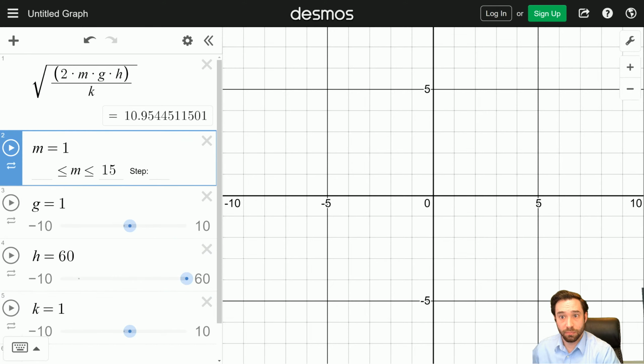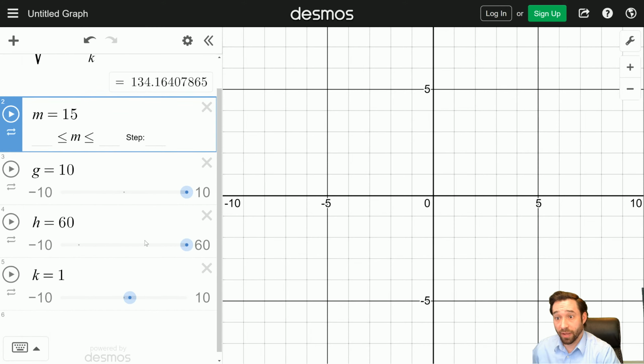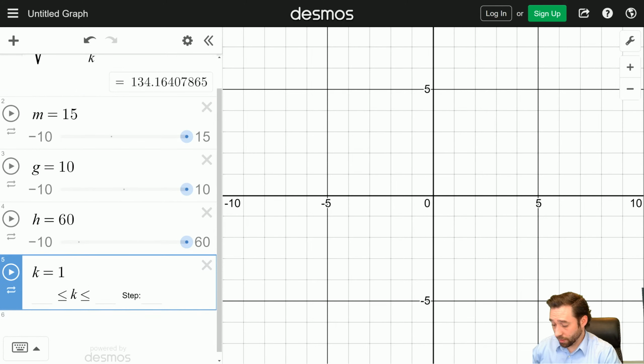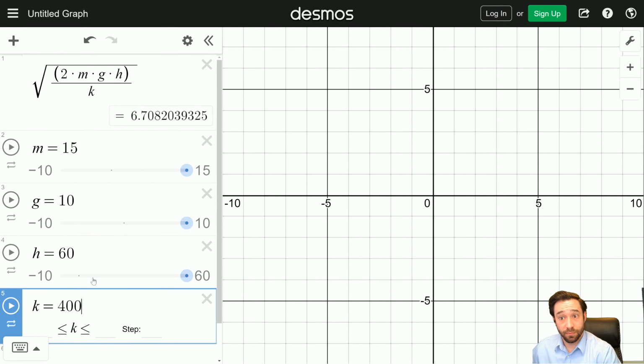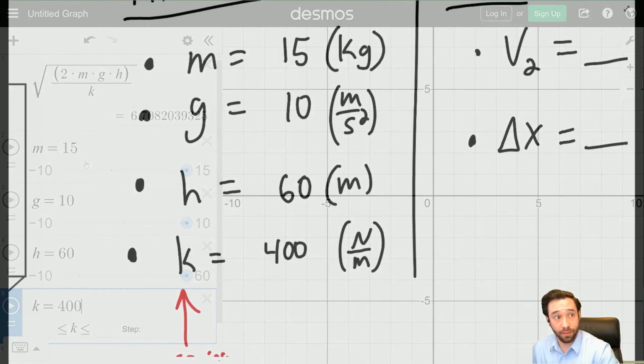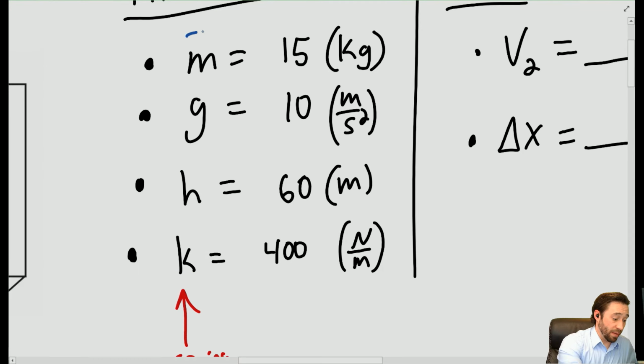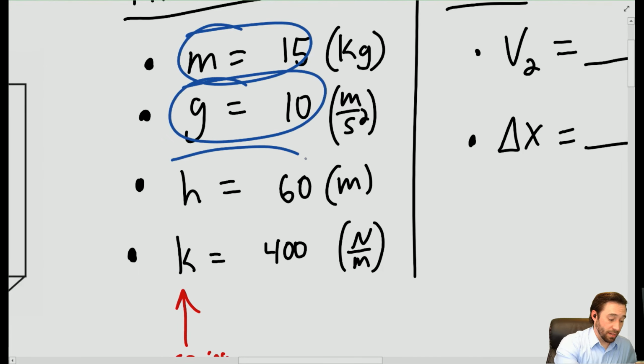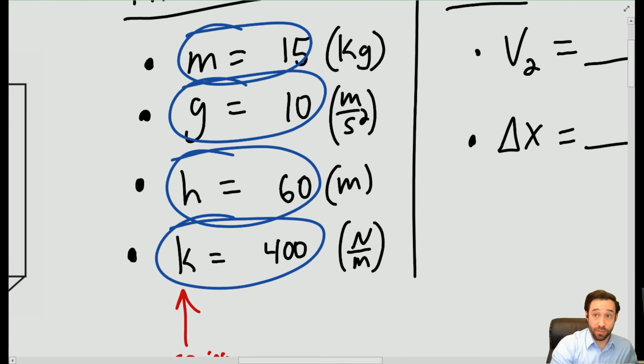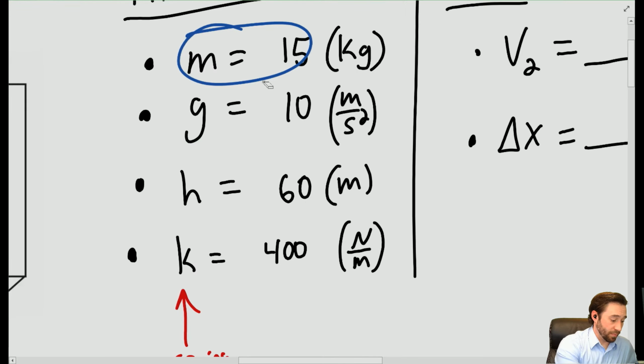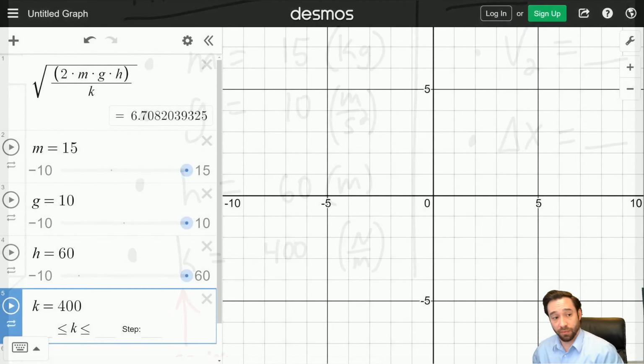I guess I can just plug that in. 10. This was 15. So that way you don't have to put in the sliders. And then 400 for my spring constant. So these are my knowns. So if I look back, my knowns are right here. So M is 15, G is 10, H is 60, and K is 400. And that should match what I've got over here.